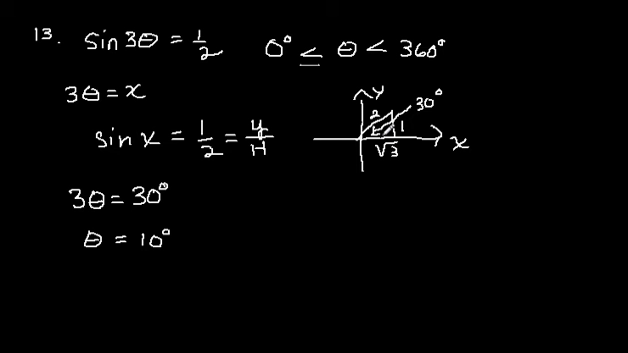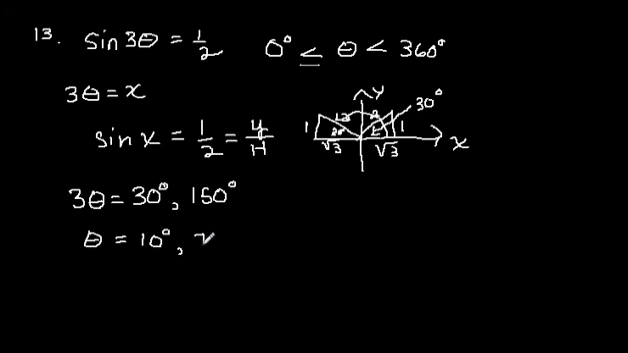hold on a second, this is number 13. We could do over this way. This would still be a positive 1. This is the square root of 3, and this is 2. This is still going to give us 1/2. And this angle here would still be 30. So this angle is going to be 150. So we're also going to get 150.